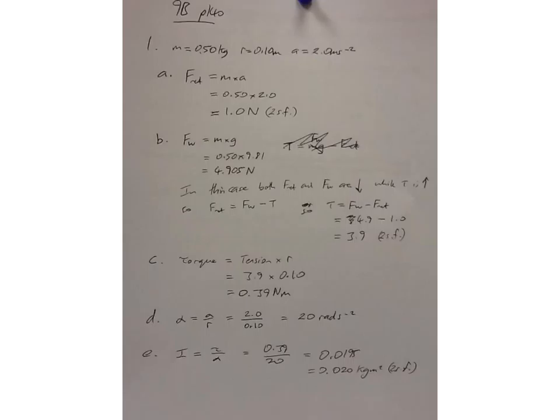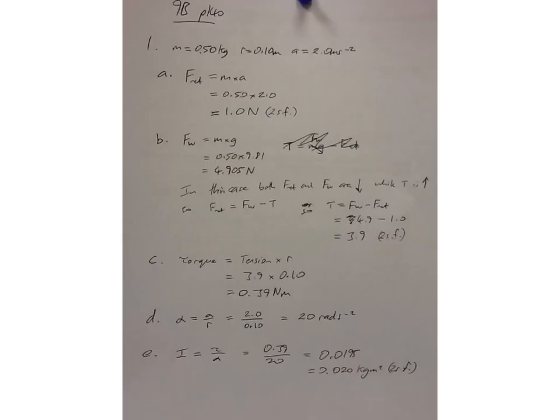The first question then is to find the unbalanced force on the mass. I've written that as F net, and of course the equation for the unbalanced force is M times A, mass times acceleration. So we have both of those figures given, 0.5 times 2, that gives us 1.0 newtons. And that's accurate to two significant figures.